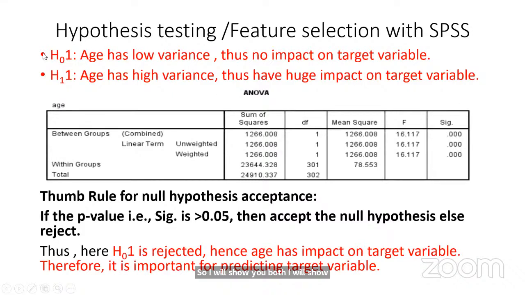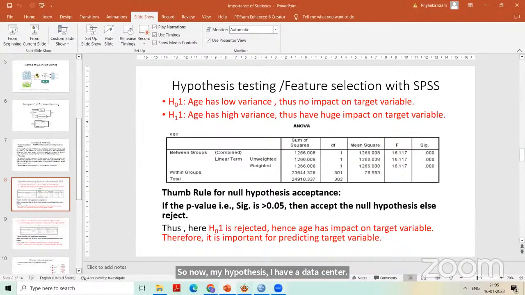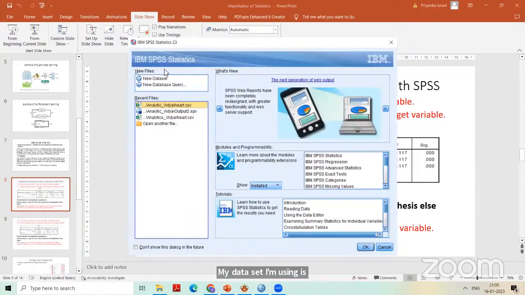Now my hypothesis, I have a data set. This is my SPSS. As soon as you open SPSS, you will get this window. Now I am moving to the hands-on session. This is IBM SPSS Statistics. It is owned by IBM and is not freely available. You have to pay for it, while Orange is a freely available tool. So I am explaining statistics through SPSS.